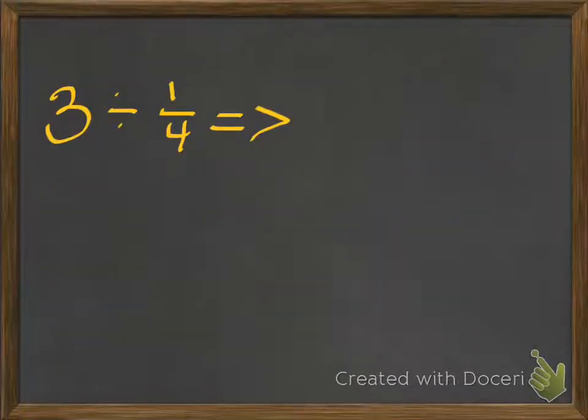Let me show you what's actually happening here in the math first. So 3 divided by 1/4. When we divide a whole number by a fraction, or anything by a fraction, what we can do to solve the problem is called an inverse problem. So I'm going to do the inverse, which means the opposite. The inverse of division is multiplication. I'm also going to find what's called the reciprocal. The reciprocal of 1/4 is 4/1.